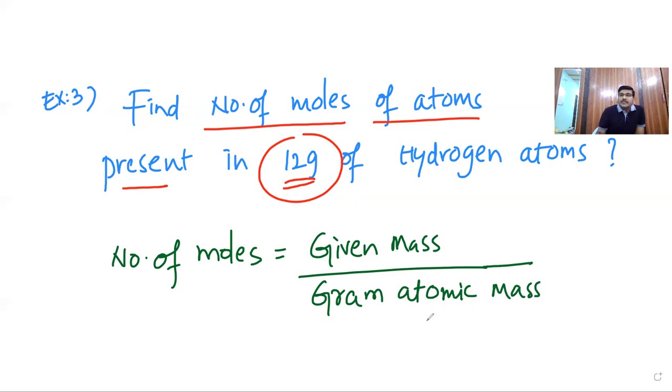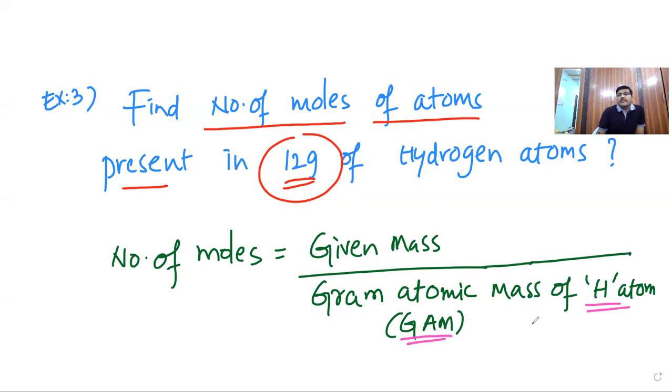Simply, in short form, GAM, gram atomic mass of hydrogen atom. Because he is asking for the gram atomic mass of hydrogen. Clear? Now, observe. Given mass, how much mass is given? 12 grams. He is asking the number of moles in 12 grams. So 12 grams, given mass, by the gram atomic mass of hydrogen.